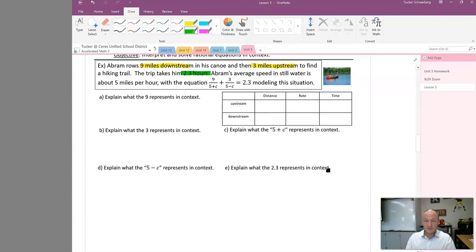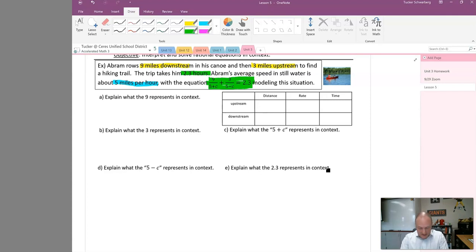Abram's average speed in still water is 5 miles per hour, with the equation 9 over 5 plus c plus 3 over 5 minus c is equal to 2.3 hours, modeling the situation. Okay, so they gave us some information in context, and they also gave us an equation. So I want to break down how that equation was constructed, and this will help us interpret the equation in context, which is our task here.